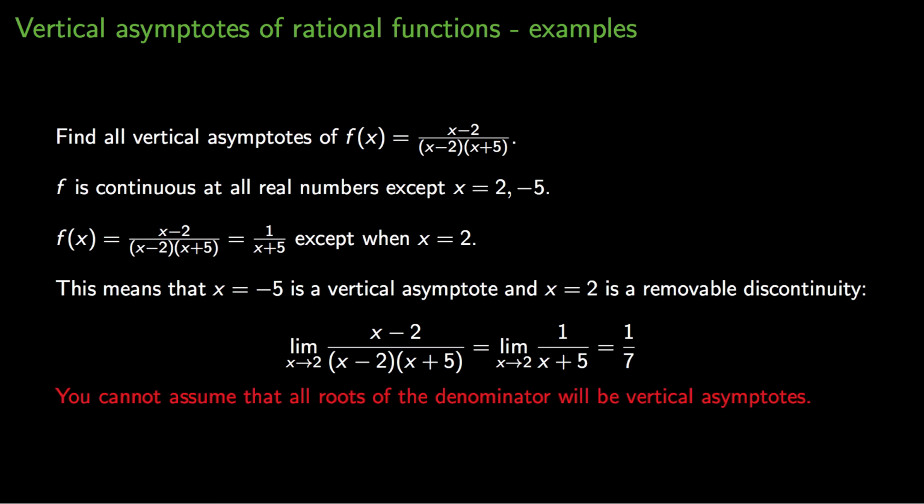Pro tip, this means that you cannot assume that every root of the denominator that you see will correspond to a vertical asymptote. You do not get to make that assumption.